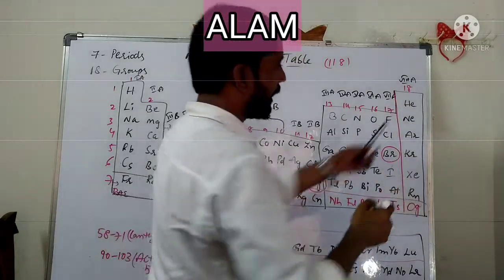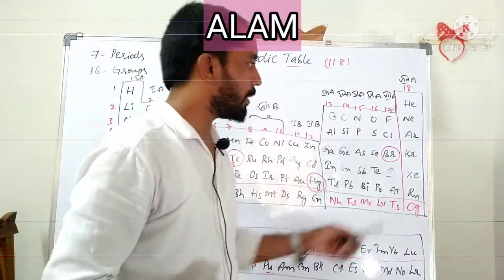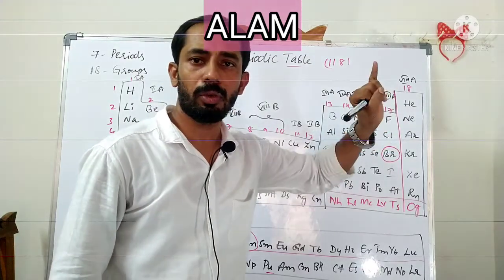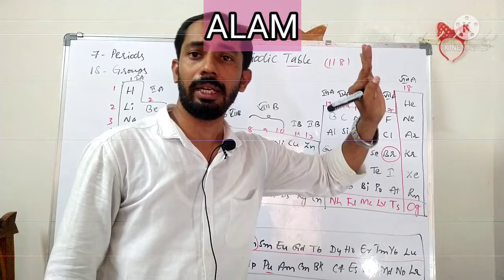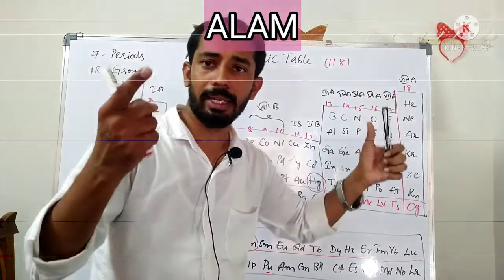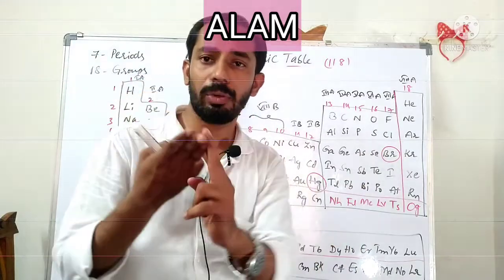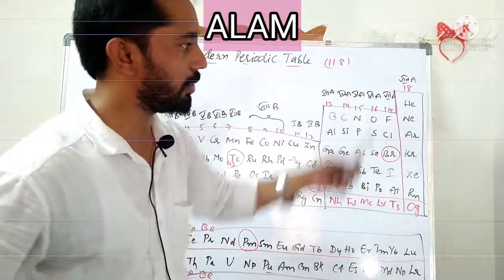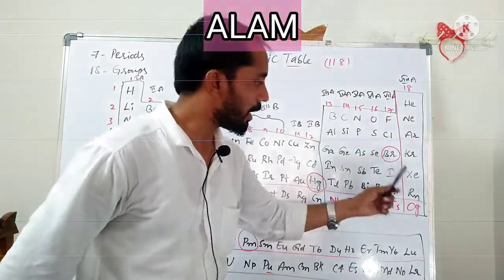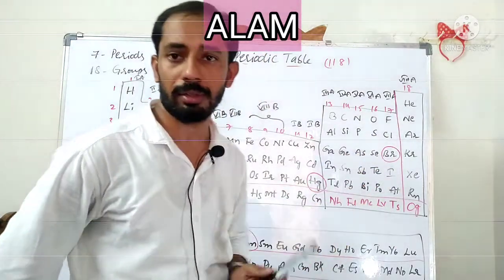The 8th group elements are helium, neon, argon, krypton, xenon. Other names are 0 group elements, 8th group elements, 18th group elements, inert gases, noble gases, rare gases, aerogens, or inactive gases. So many names are there for the 8th group elements. Those are helium, neon, argon, krypton, xenon, radon, and then oganesson.